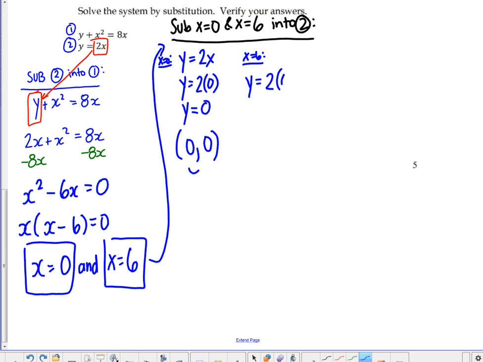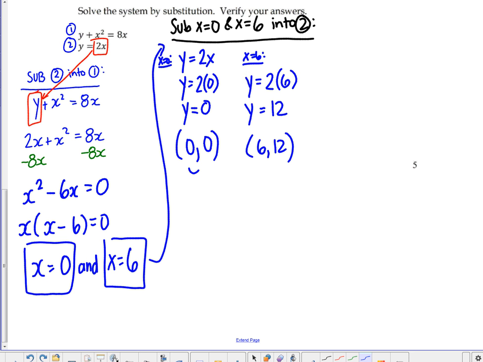Okay, 2 times 6 is 12. So this would be the point 6 and 12. And our last step is check.